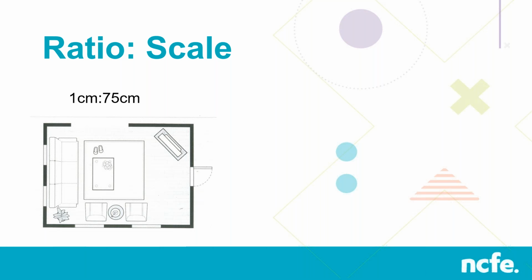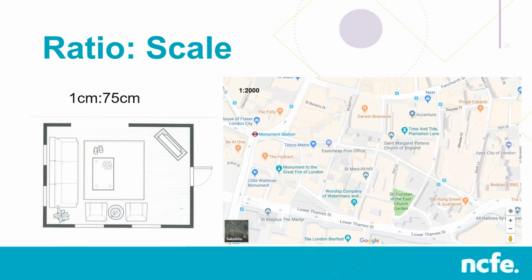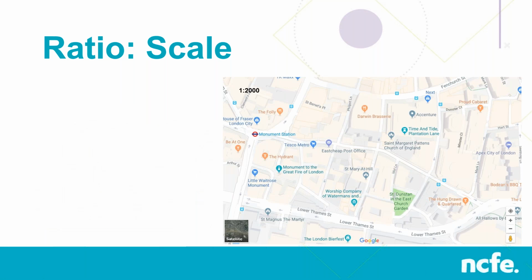Other times, units aren't stated, so it doesn't state miles or centimetres. So no matter what you choose to measure with, you need to keep the units the same. So for instance, here is a map of an area in London, and it says the ratio is 1 to 2,000. That means if you measure 1 millimetre on the map, this will equal 2,000 millimetres in real life.